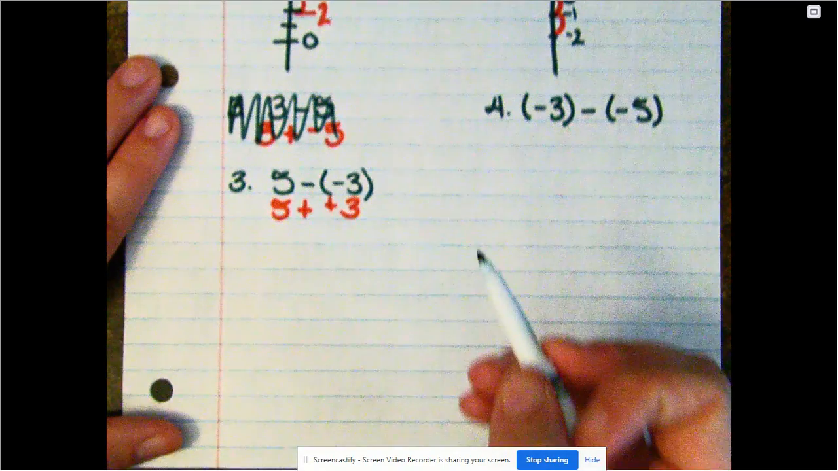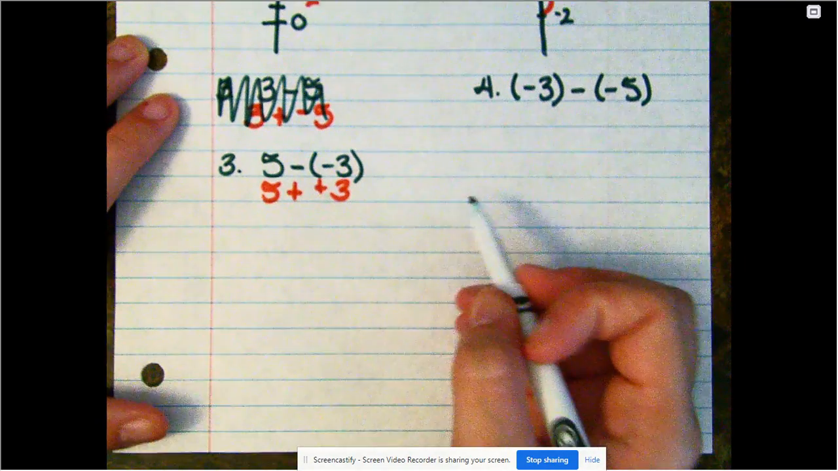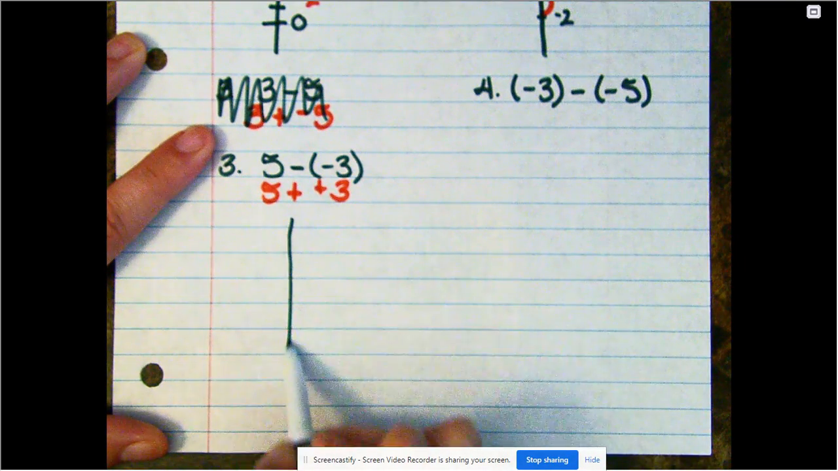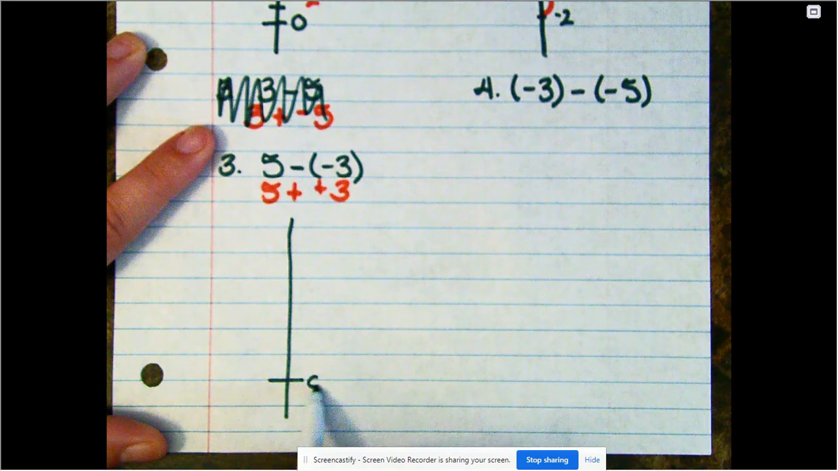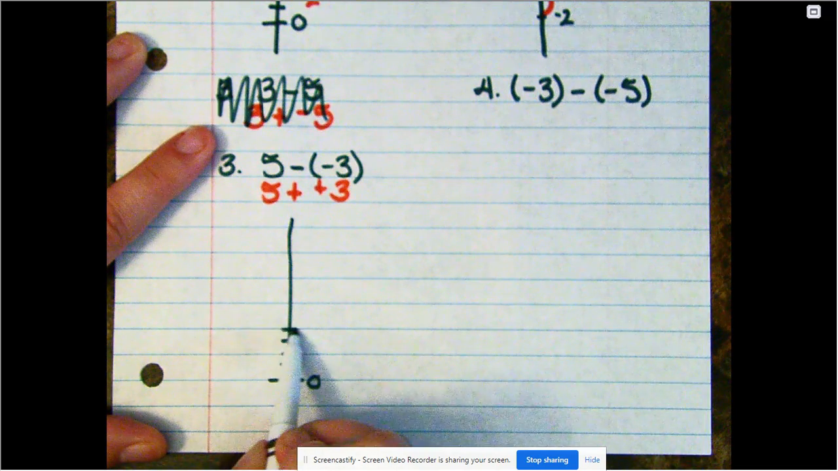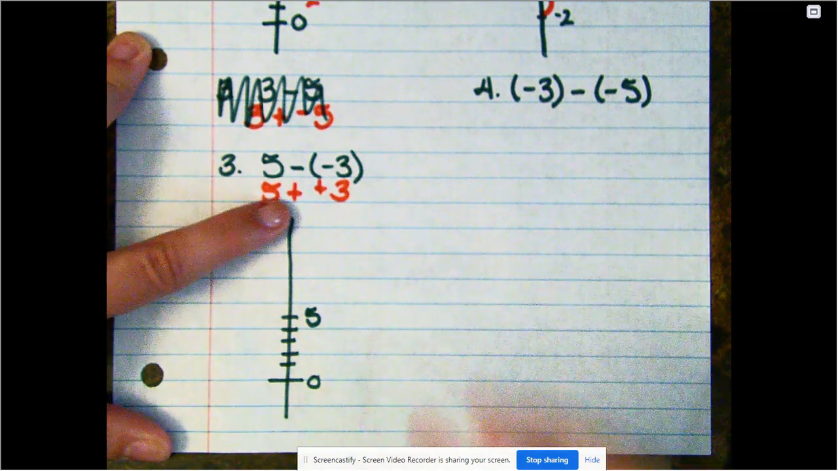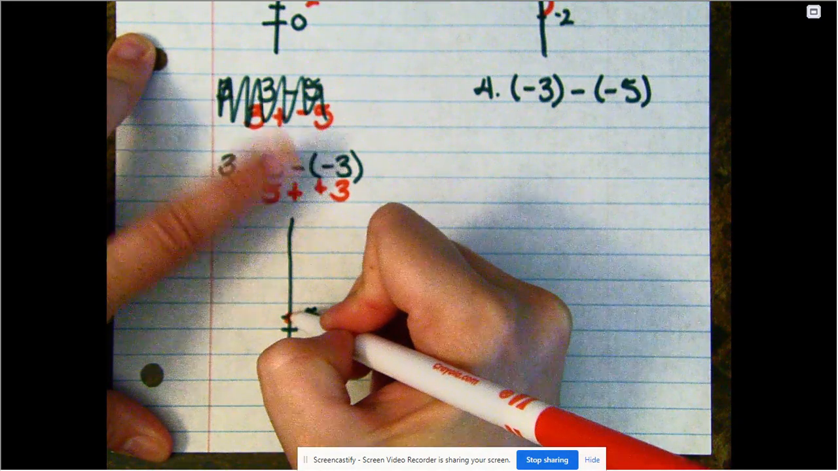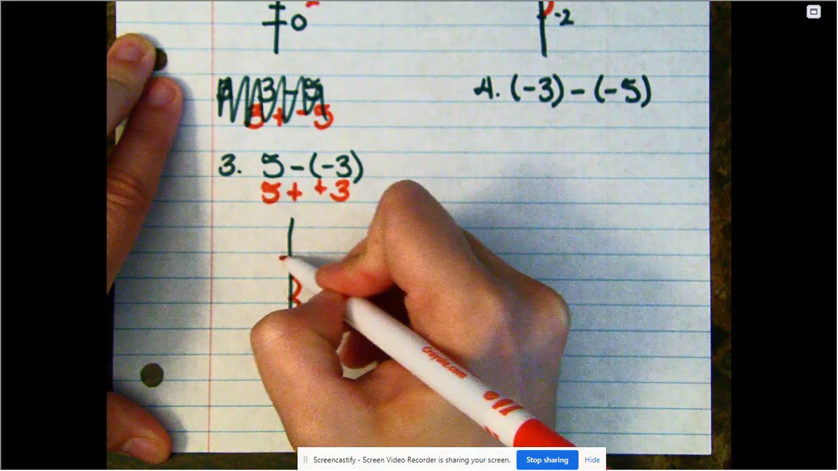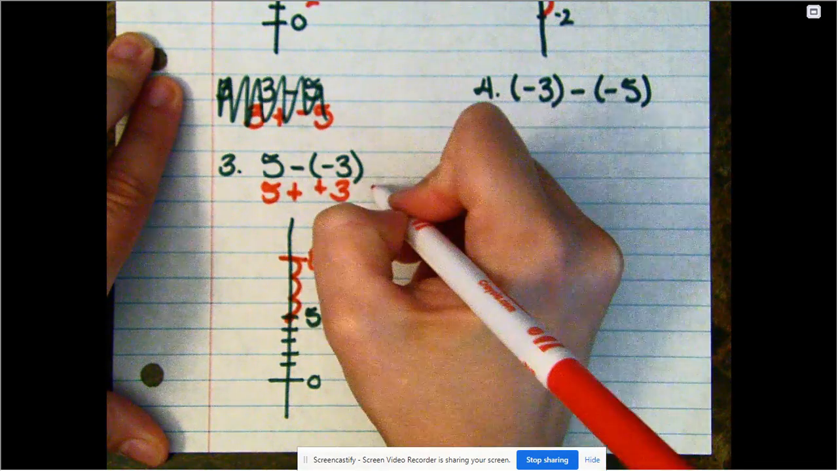So we are going to draw the number line. Let me scoot all that down so we can see it. Okay, we're going to start at 0. We're going to go up to 5. 1, 2, 3, 4, 5. Okay, so we're starting at 5, and then we're adding a positive 3 to it. So starting here, 1, 2, 3. That's going to put us at a positive 8.